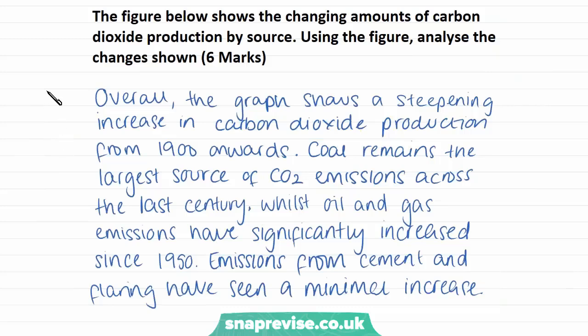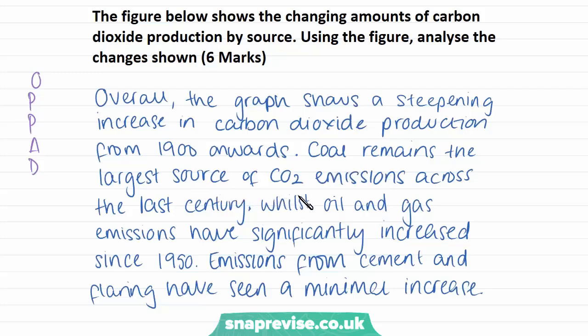So in a previous video, I mentioned that a good way to answer a question using data is to use the format of OPAD, which means overall, pattern, place, anomalies, and data. So we need to include all of these factors. So beginning of this question, we're going to state the overall trends. So I said, overall, the graph shows a steepening increase in carbon dioxide production from 1900 onwards.